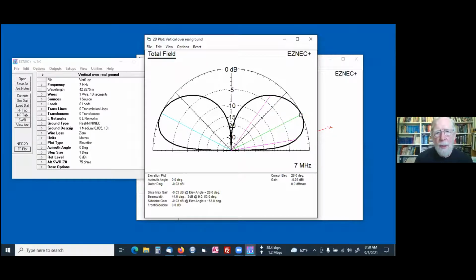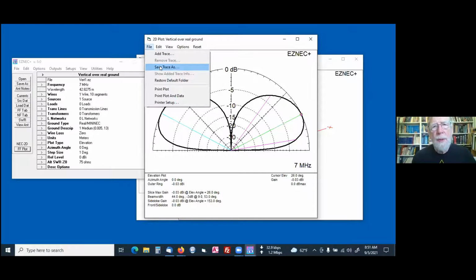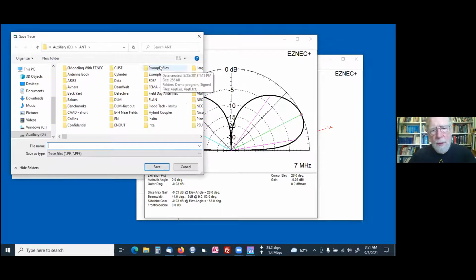And this is called a lot of times a takeoff angle. And so this is a takeoff angle of 26 degrees. That doesn't really mean that the signal just takes off at 26 degrees. It just means that it's the strongest at 26 degrees. So I'm going to save this plot for future reference. So I'm going to save trace as vertical.